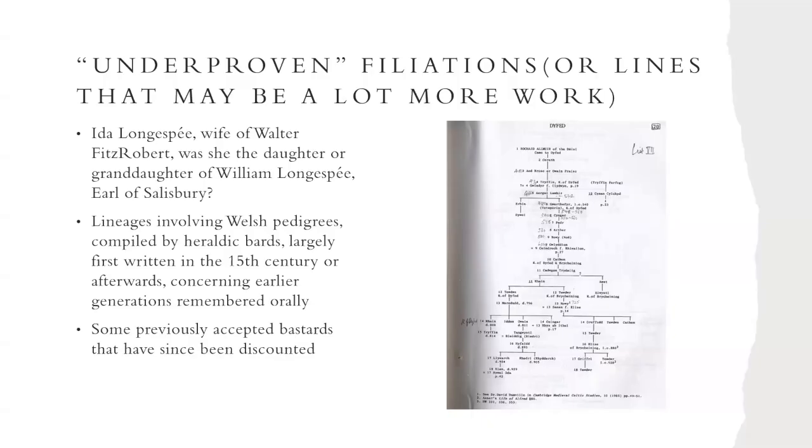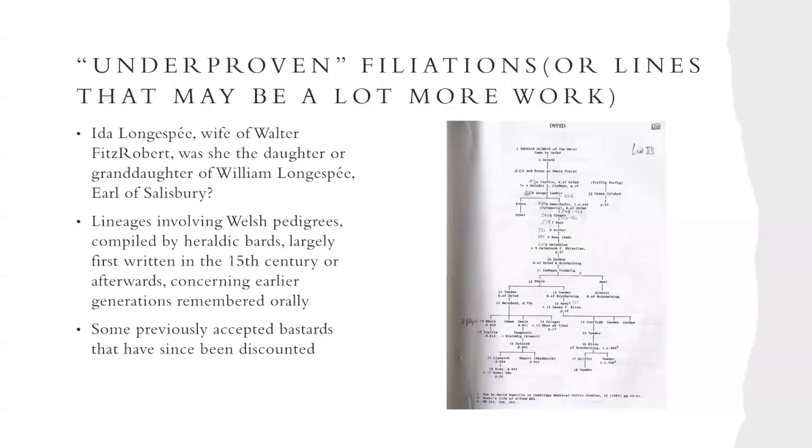The Welsh pedigrees for both of them do outline numerous descents to Robert of Caen, bastard of Henry I. However, these pedigrees were compiled by heraldic bards, largely written in the 15th century or later, and concerned many generations remembered orally. This isn't to say that all the lines are wrong, but more work is needed beyond those pedigrees, and this may be more work than you would want to necessarily do.